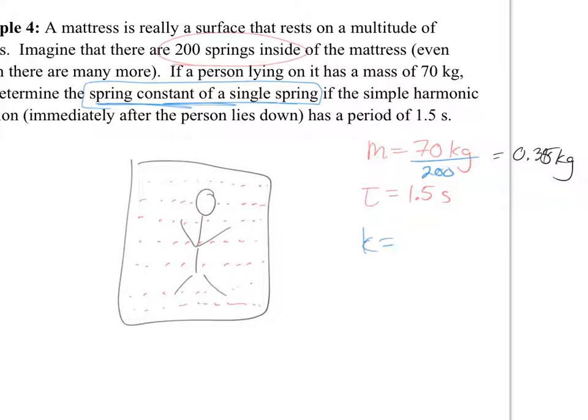0.35 kilograms per each spring. So now we know the mass that's being held by each spring. We know the time period it takes to oscillate back up. The question becomes, what is the spring constant? How big should these springs be? If you're a manufacturer, you're doing this.